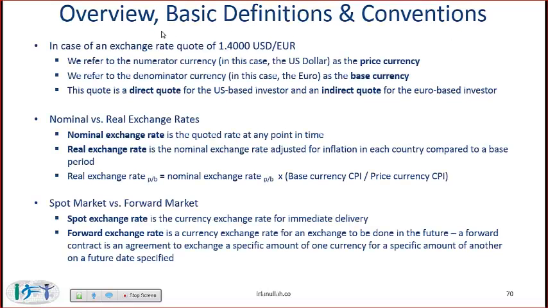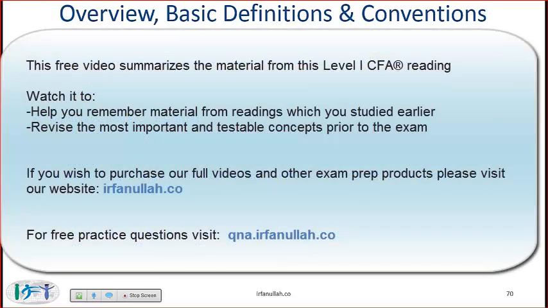First, some basic definitions. Let's say we have this exchange rate, 1.4 USD per euro. In this exchange rate convention, we refer to the numerator, so this number 1.4 USD. USD is the price currency. Euro, of which we have 1 unit, is the base currency. So what this is saying is 1.4 USD will be equal to 1 euro.